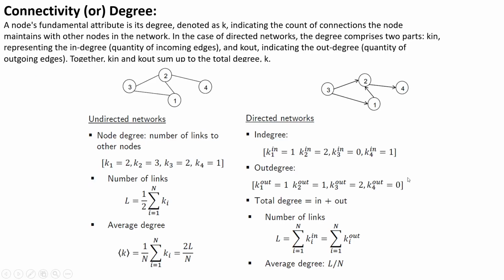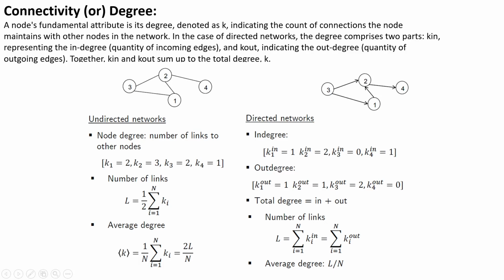The average degree is given by summing up all the degrees of the nodes and dividing by N. If you sum up all these degrees, you'll get 2L. That is the representation here, 2L by N. Similarly, with directed networks, you have to calculate the in degree and out degree separately. That is what has been done here.